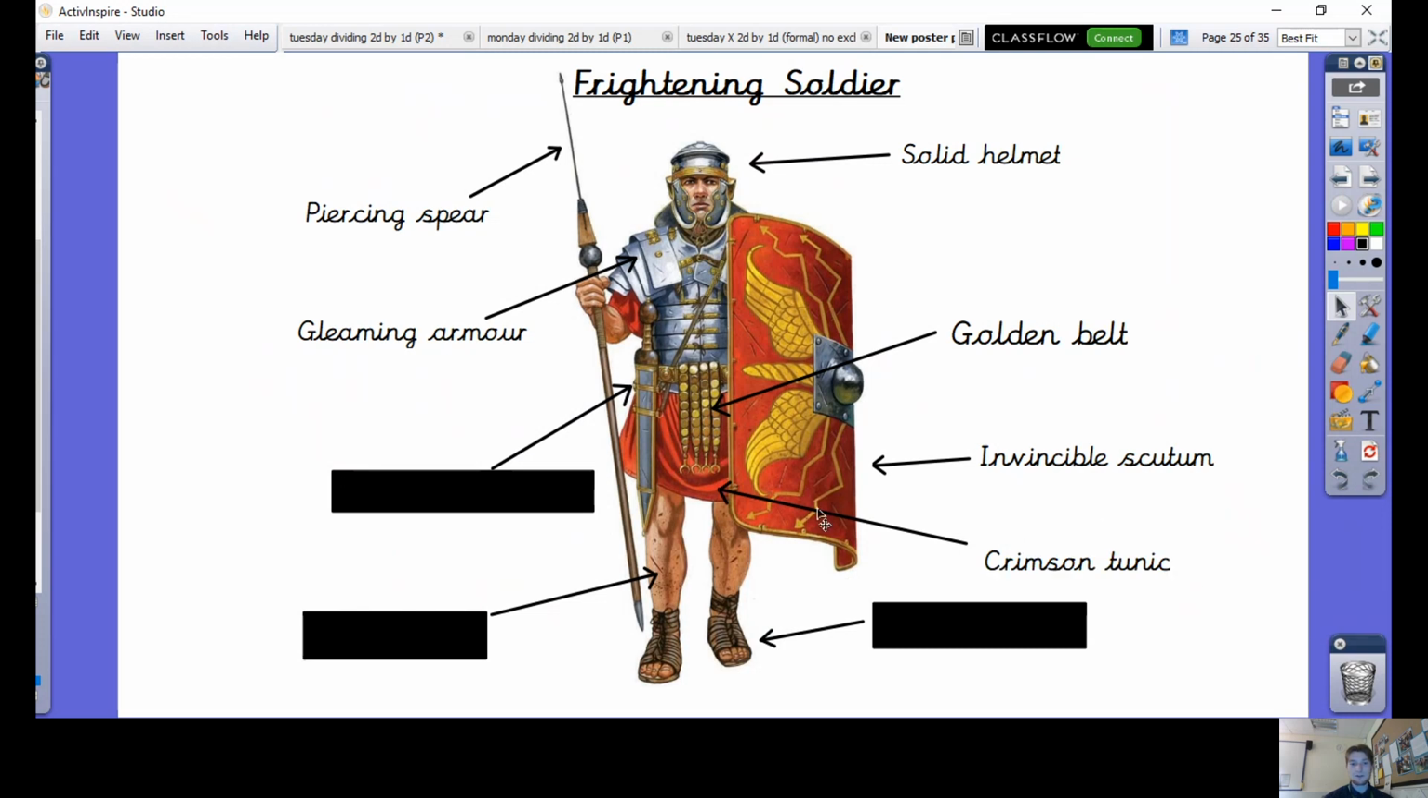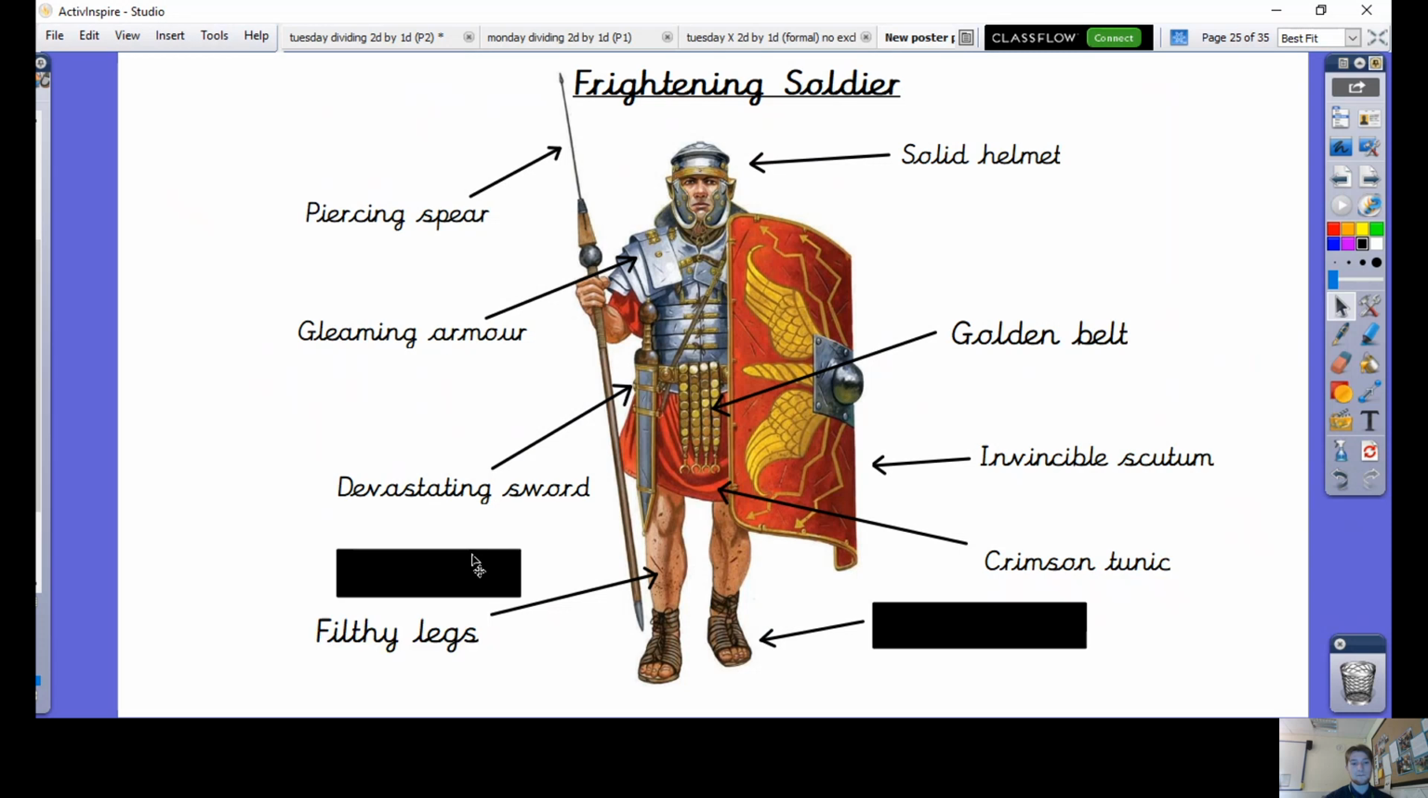Next, I've gone for crimson tunic, which is describing how red the tunic is underneath his armor. Devastating sword, as you can see here. Devastating is a really nice adjective to use, and it means that it can cause a lot of damage. Basically, it's a devastating sword. Really, really nice word.